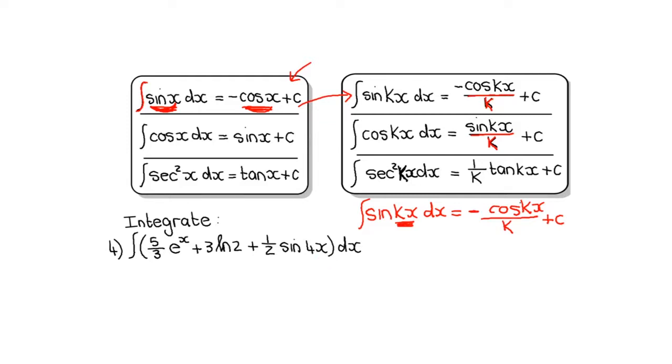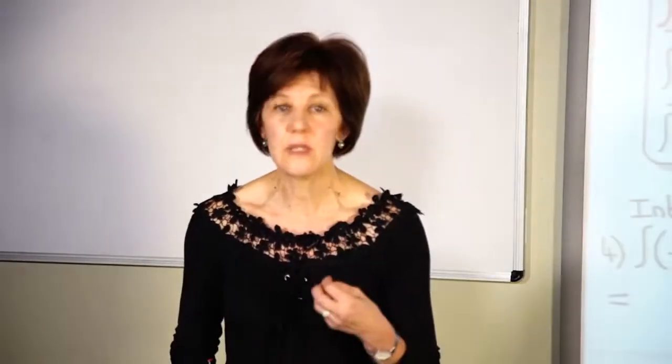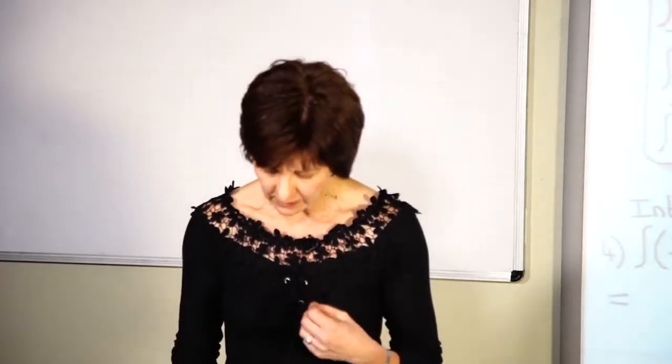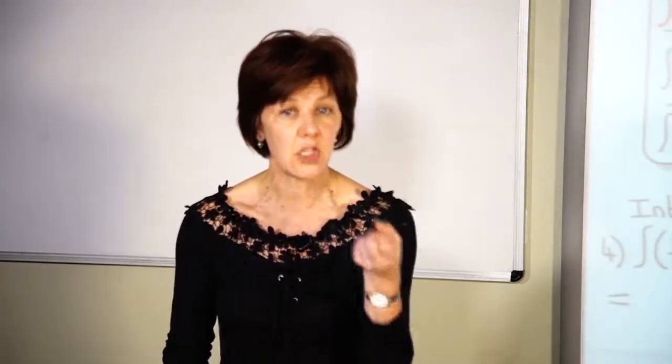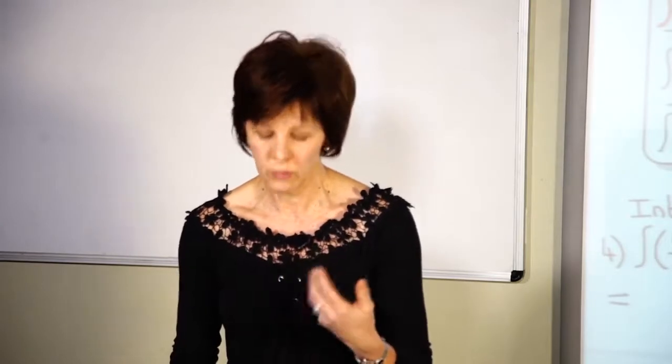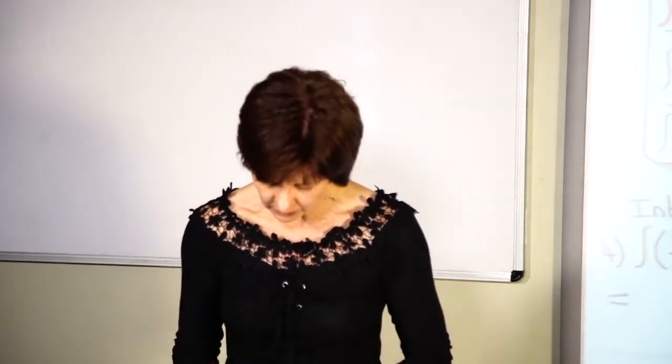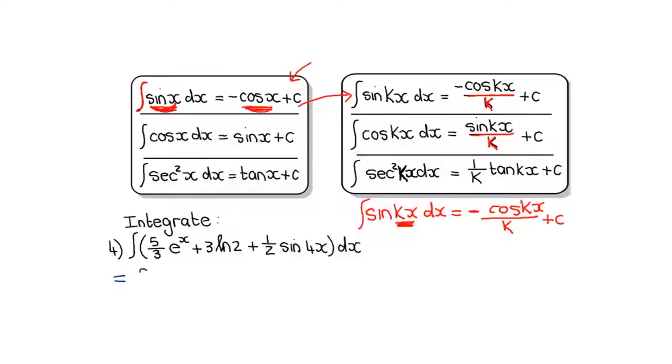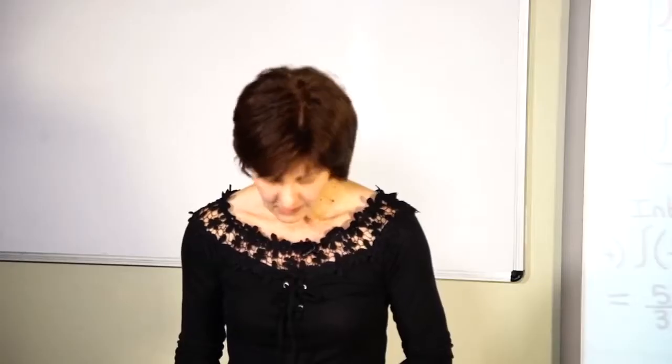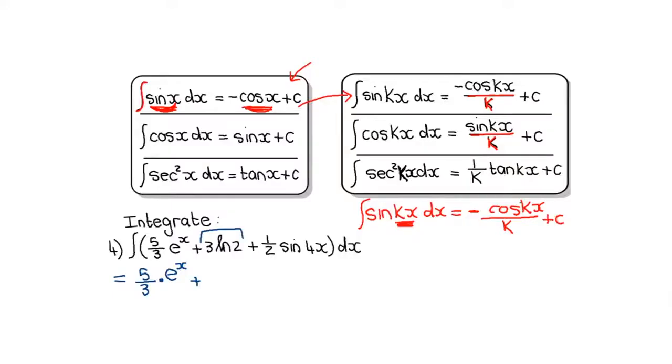Okay, I'm going to integrate the first one. We already said in the first lesson on integration that if I have more than one term, I can integrate each term and just join them with the plus or the minus, whatever I had. So if I integrate the first one, I have 5 over 3. The integral of e to the power x is just e to the power x. I have seen that on the formula sheet. The next one, I have to be very careful here. This is not a ln x. I have 3 ln 2.